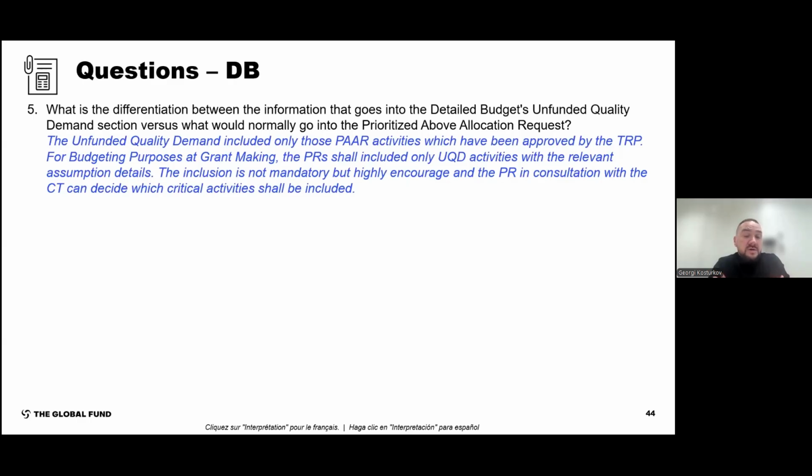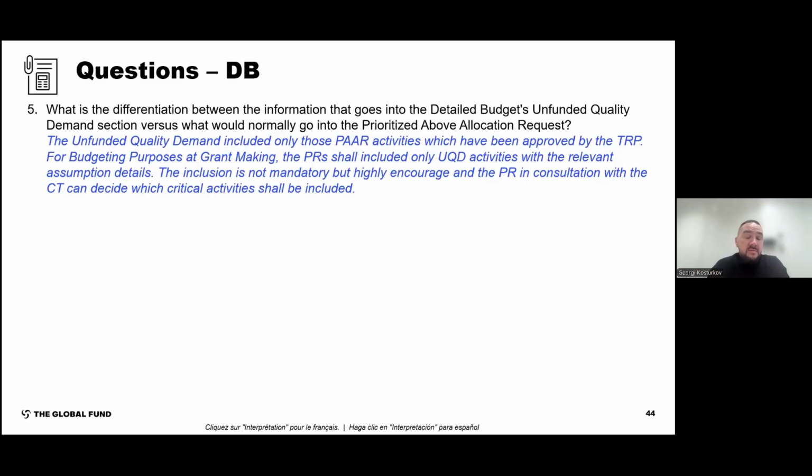As I mentioned during the session, the inclusion of unfunded quality demand is not mandatory, but it's highly encouraged, and it would be best when the PRs come to this stage to consult with the country team and decide which of the UQD activities are most critical and most likely to be implemented, and those should be included into the detailed budget.